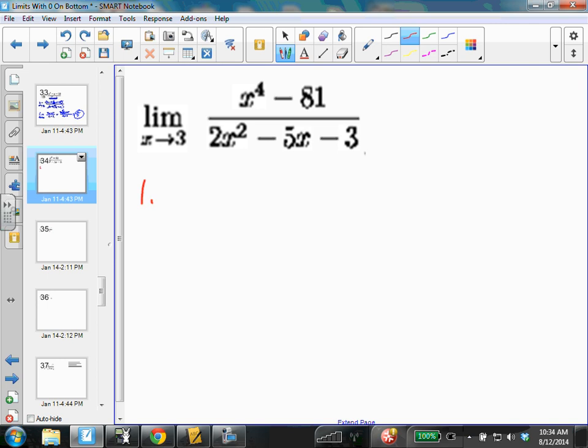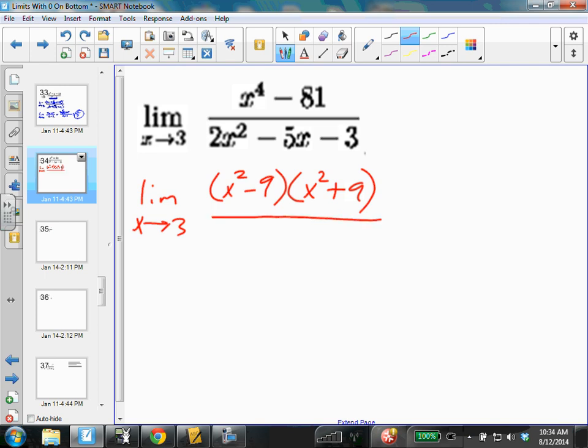So what we can do on the top is we can break this into x squared minus 9 times x squared plus 9. It's very good to be able to recognize that that is two squares on top. That's key. On the bottom, what can we do on the bottom?